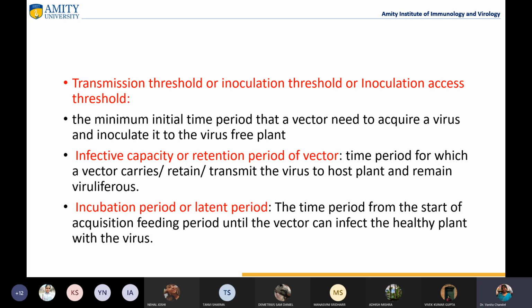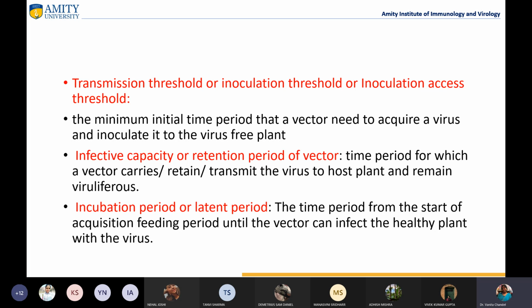For example, if the minimum time period for a particular virus vector to acquire the virus is 10 minutes, but it is feeding on that plant only for 5 minutes, that means that vector has not gotten access to that particular virus. That vector will not be able to transmit because it is not feeding on the plant for that minimum time period, right?